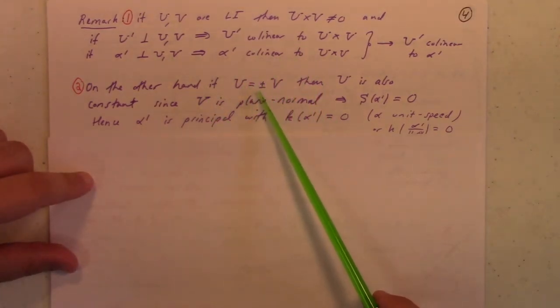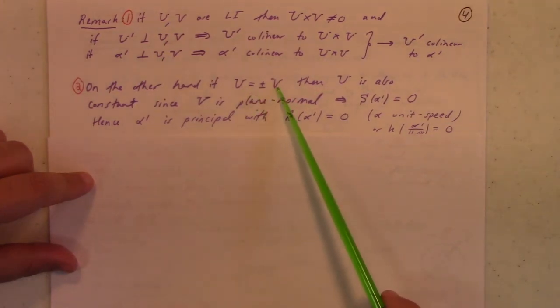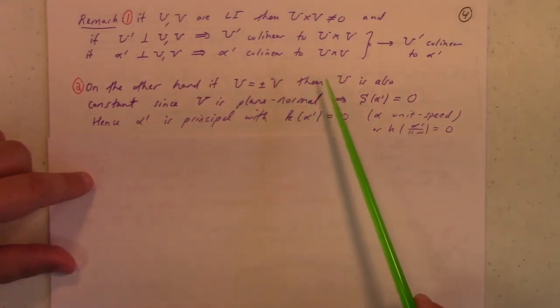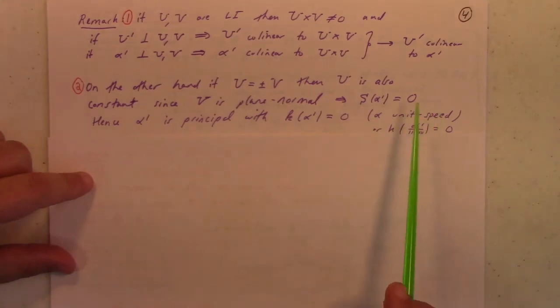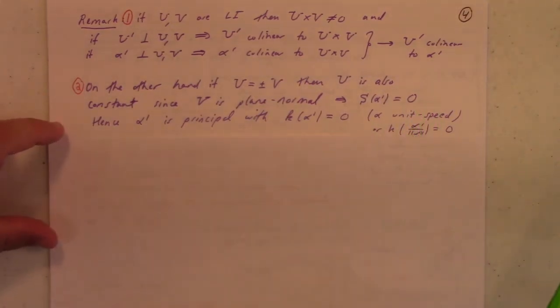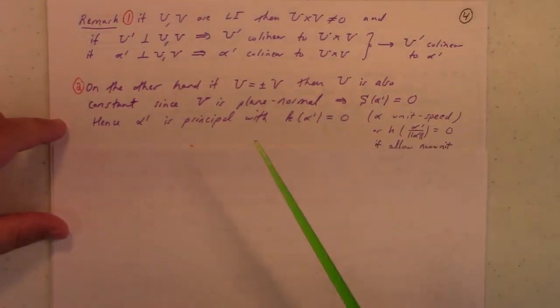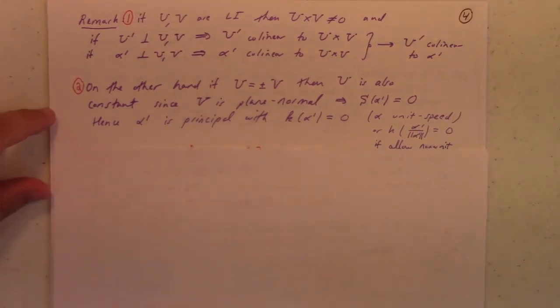On the other hand, if u and v are not linearly independent, then since they both have length 1, u has to be plus or minus v. But since v is constant, that means u would also be constant. So if u is constant along the curve, that means the shape operator is 0 along the curve, in the direction of the velocity of the curve at least. And that would again say that alpha prime is principal with k of alpha prime equal to 0. It's kind of a silly case.